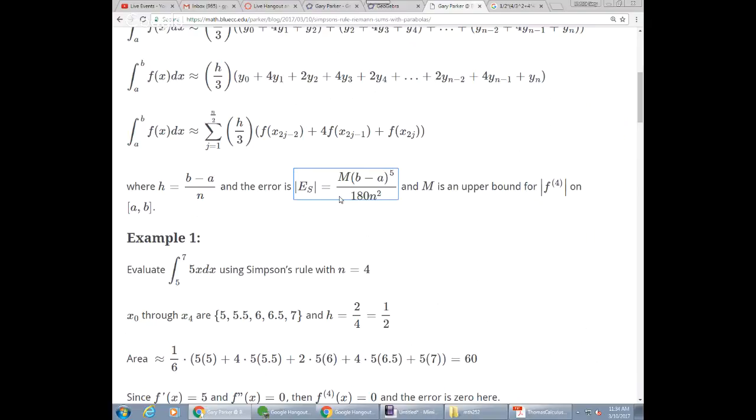How do you find M? To find M, you got to get the 4th derivative of your function and find an upper bound for that. Like what's the biggest the 4th derivative gets in your interval? Now, if you think about a linear function, the first derivative of a linear function is just a constant, and the derivative of a constant is 0, right? So our bound on the error for a linear function is 0, okay? So we have to find the 4th derivative of our function and go from there. So let's do that next, check our error here.